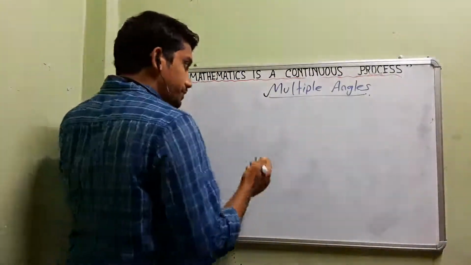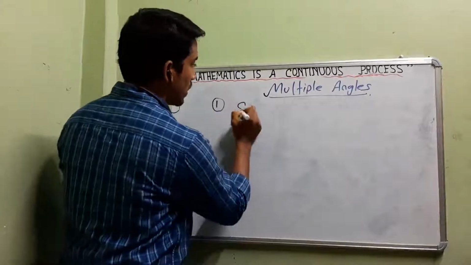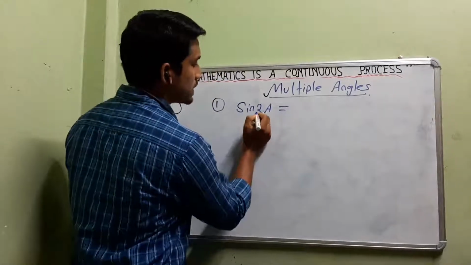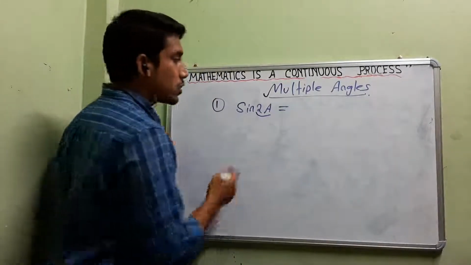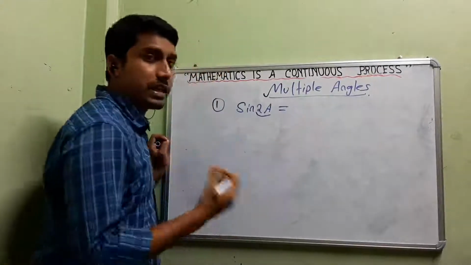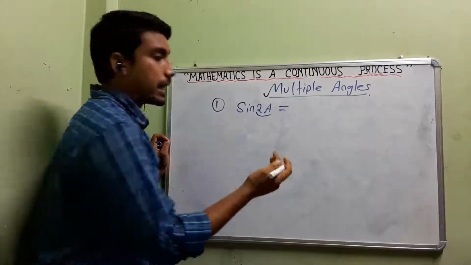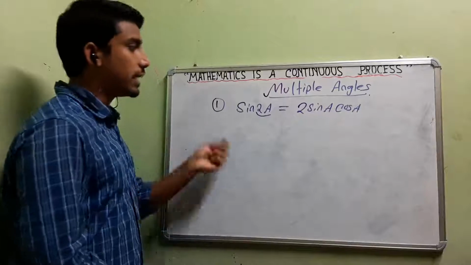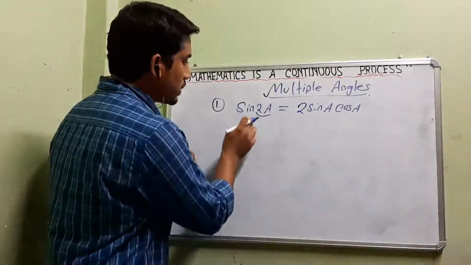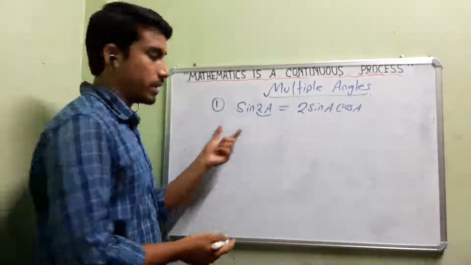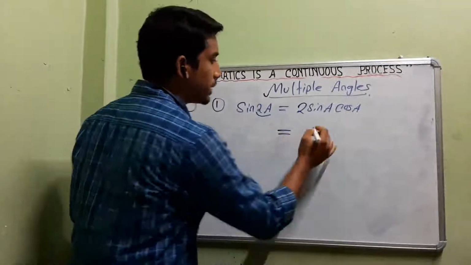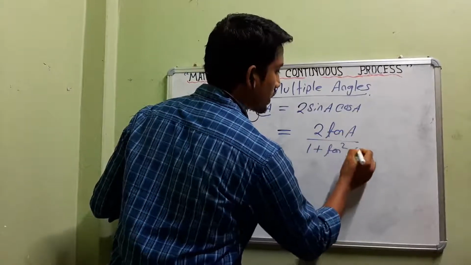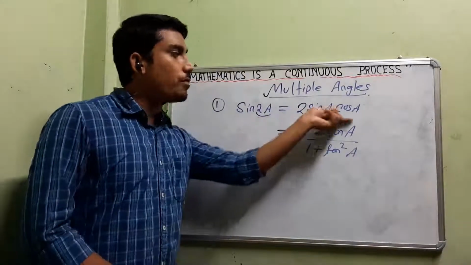The first very important formula of multiple angles is sine 2A. This is a multiple of A, so it can be split in terms of simple angles. Sine 2A is equal to 2 sine A cos A. There are two or three more forms of sine 2A. You see all the forms I am writing. Sine 2A can also be written as 2 tan A divided by 1 plus tan square A.